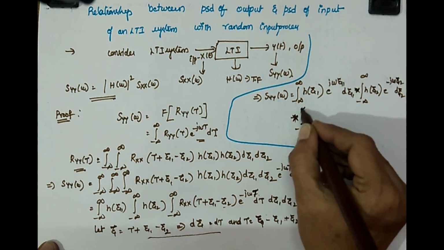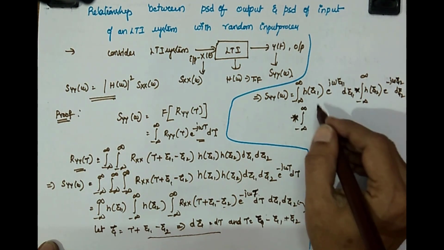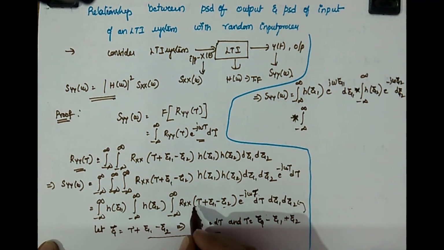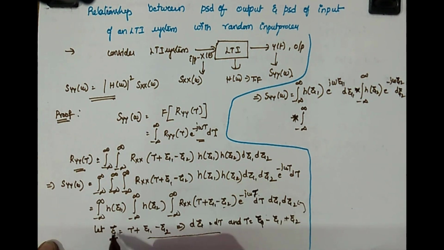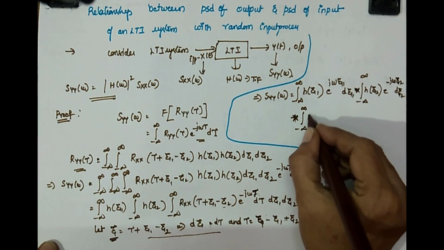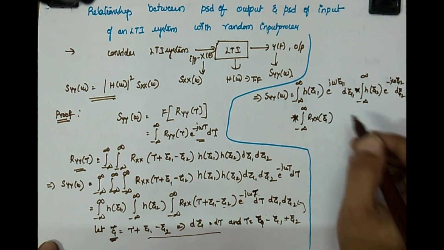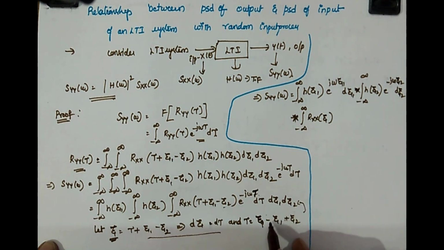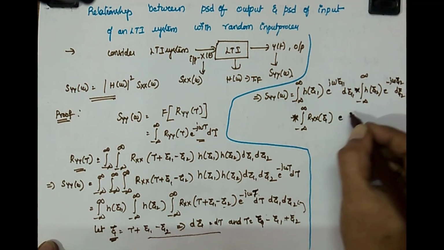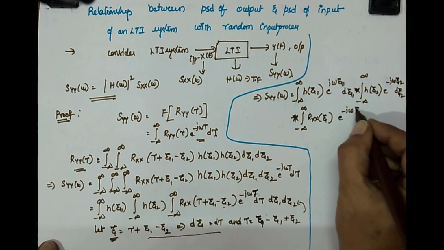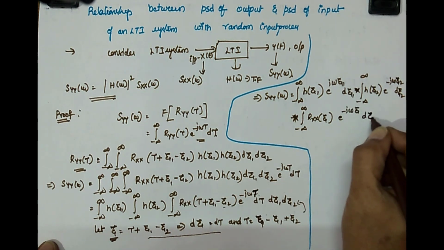Then the integral from minus infinity to infinity, for this place we already considered it as delta, so Rxx of delta into e power minus j omega delta d delta, as these two terms are over for h of delta 1 and h of delta 2.